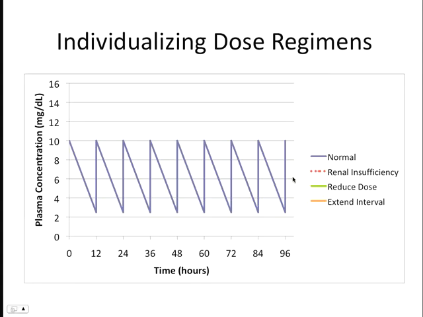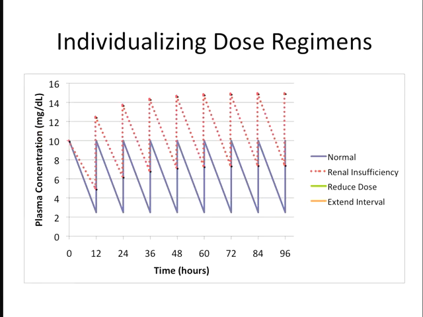If for whatever reason this patient started to develop renal insufficiency and their filtration rate or creatinine clearance started to go down, what we would see is what's here in this red dotted line: a decrease in the rate of elimination. So we can see the dotted line between the peak and the trough starts to get a little bit more horizontal, letting us know that the rate of elimination is slowing down, as well as accumulation then starts to happen. So over time we get to a new steady state.